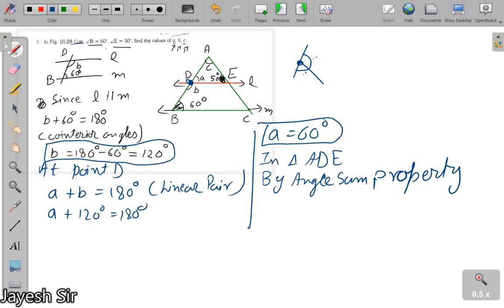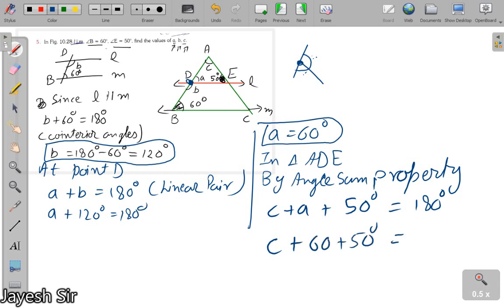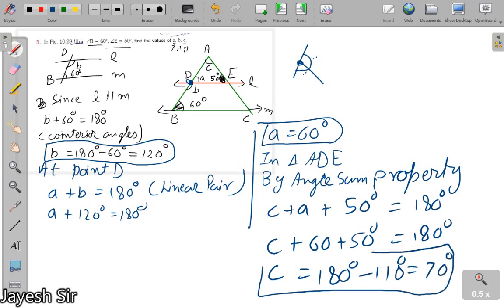the sum of all these angles, C plus A plus 50 degrees, is equal to 180 degrees. We don't know the value of C, we know the value of A plus 50 degrees, which is 110 degrees. So in that manner C is equal to 180 degrees minus 110 degrees, so that is equal to 70 degrees. So the value of C is 70 degrees, A is 60 degrees and B is 120 degrees.